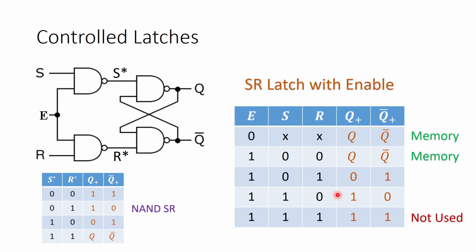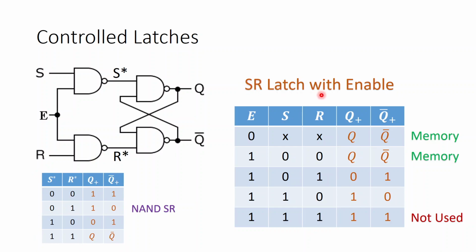But to give this enable input, we need another set of NAND gates, or another pair of gates, before this single latch element, the single latch element that we just now studied, and we have to form the truth table of this particular controlled latch circuit. Now we already know the truth table of this particular portion, where the input I have now written as S star and R star. This truth table we already know. This is the NAND SR truth table.